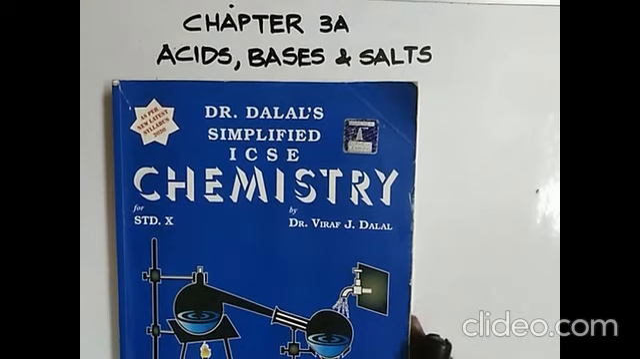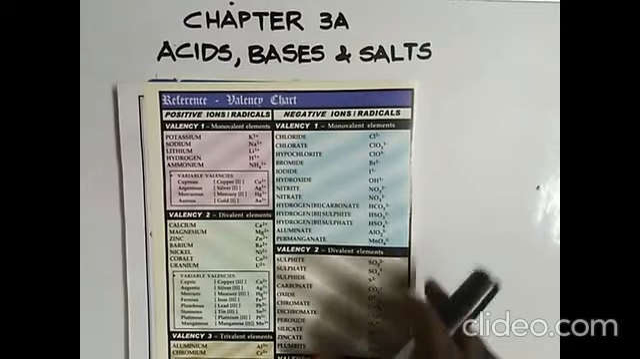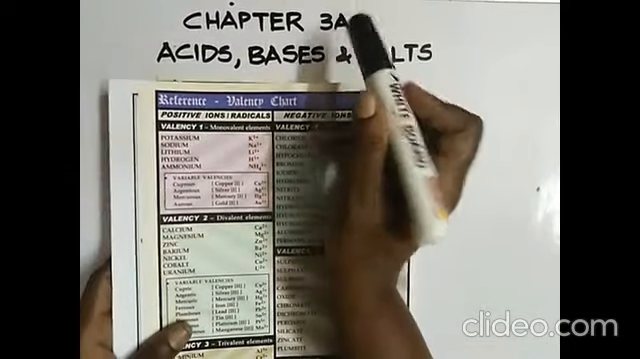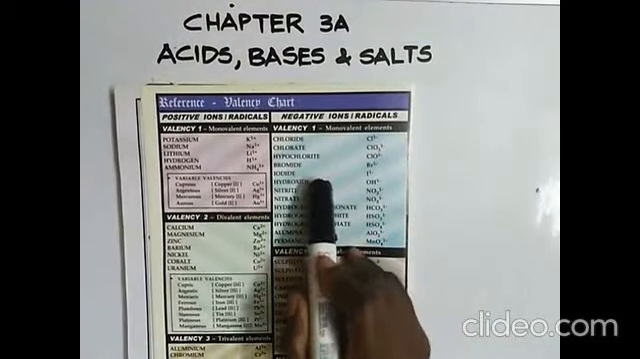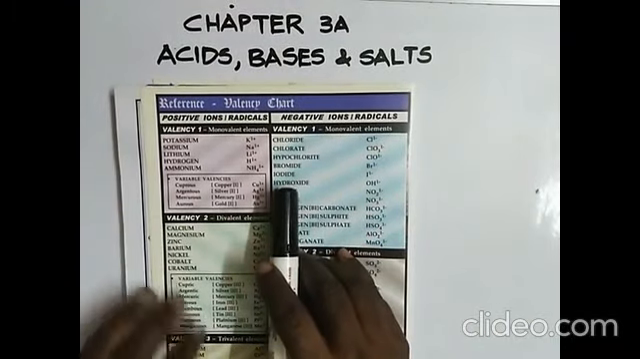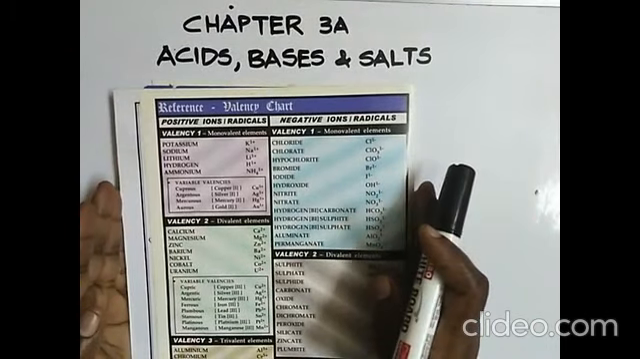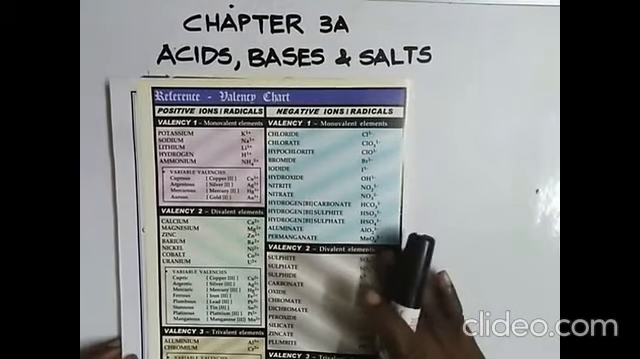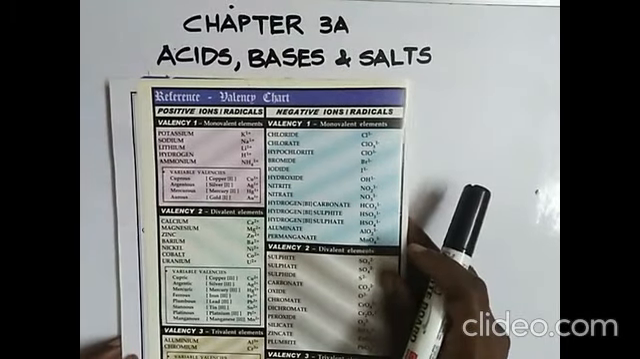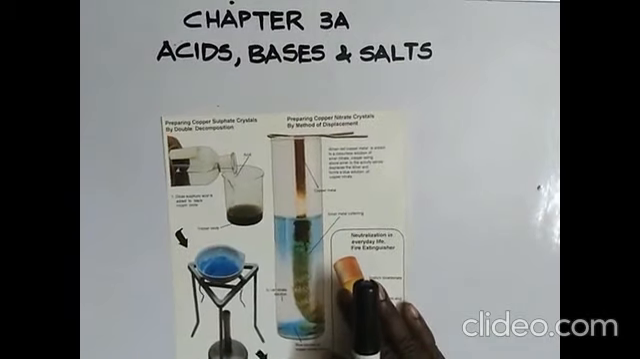So first of all, I'm going to teach you acids, bases and salts, that is chapter 3A in your textbook. Before starting the lesson, I want you all to note down a few points. You should learn the radicals, symbols and their valences thoroughly, for which you can refer to the 9th standard textbook, the valency chart.